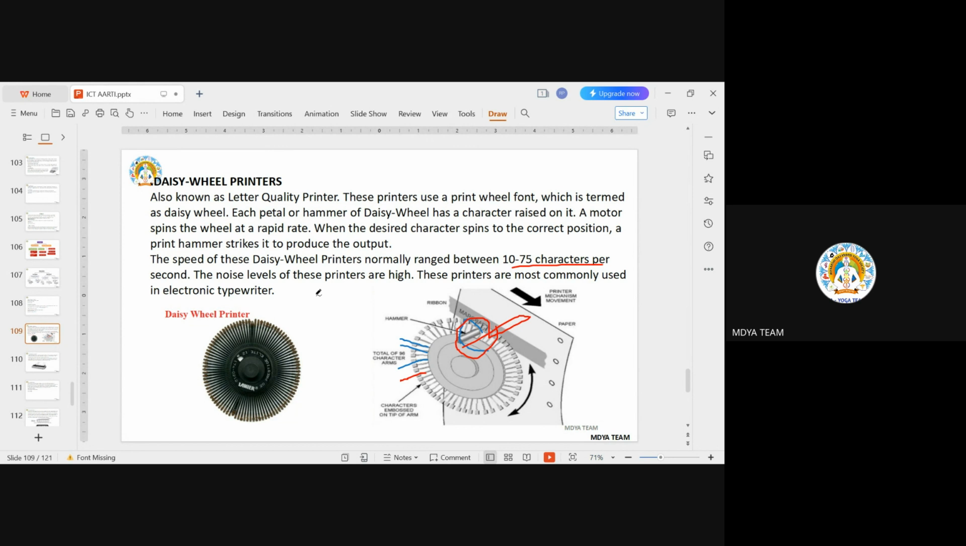These printers are most commonly used in electronic typewriters. The electronic typewriter is an example of the daisy wheel printer. Because you know, when you press a key on the typewriter, it creates so much noise.